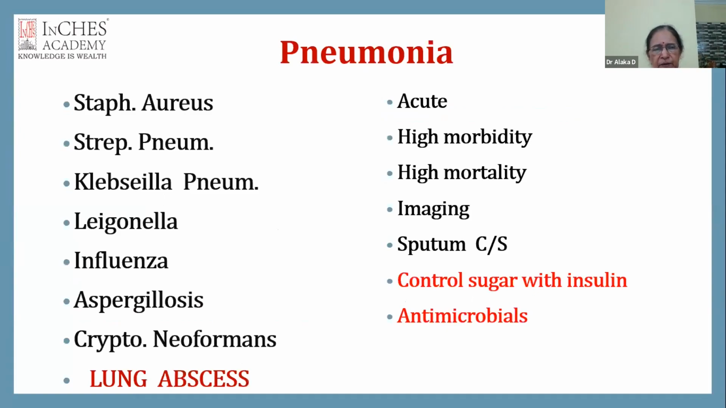Pneumonia: the common causes of pneumonia in diabetes, like any other patient, are Staph aureus, Streptococcus pneumoniae, Klebsiella, Legionella, influenza. Then fungal infections like aspergillosis, Cryptococcus neoformans. At the same time, lung abscess is also quite frequently seen in diabetic patients.